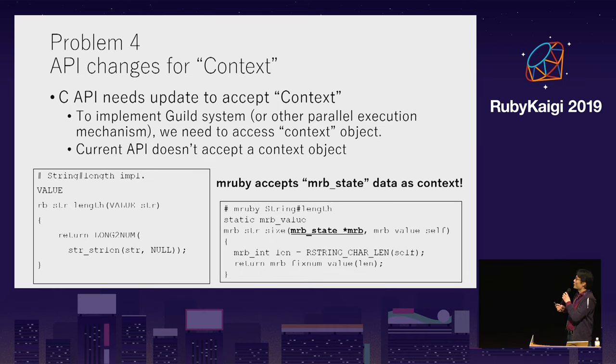And the last problem is we need to change the C API. The C API needs an update to accept the context to achieve the guild or some other concurrent mechanism. For example, MRuby, Matsumoto-san's new interpreter, accepts the MRuby state pointer in all C APIs to access the current context. But CRuby, MRI, doesn't accept any such pointer.